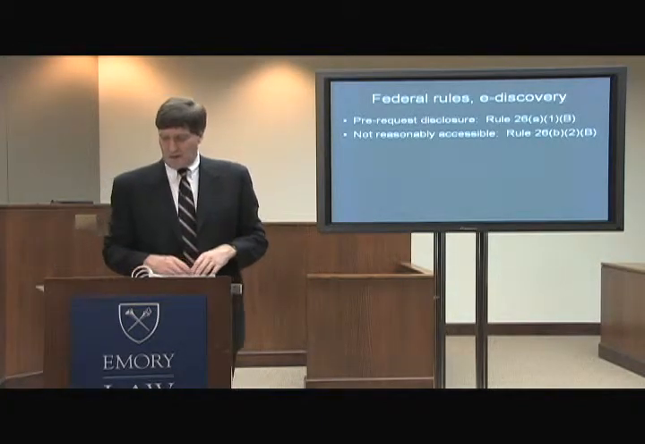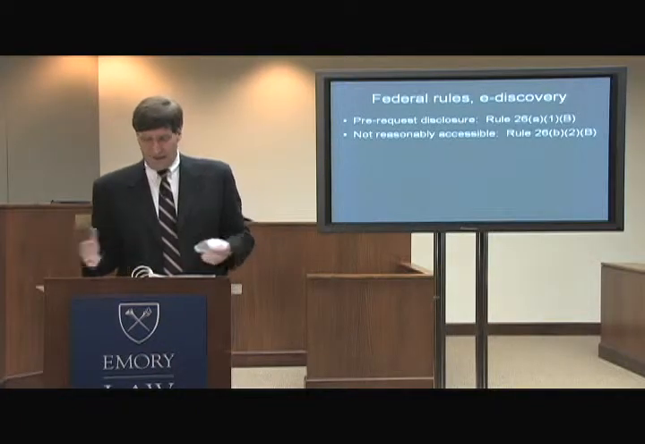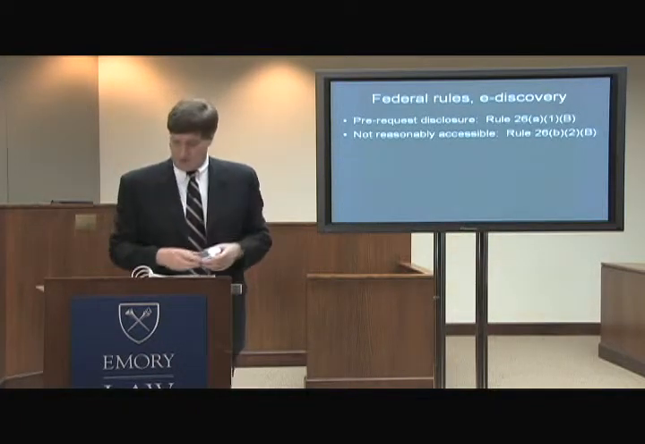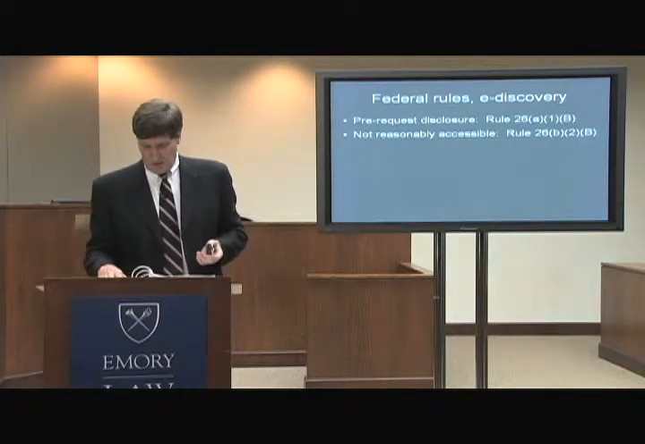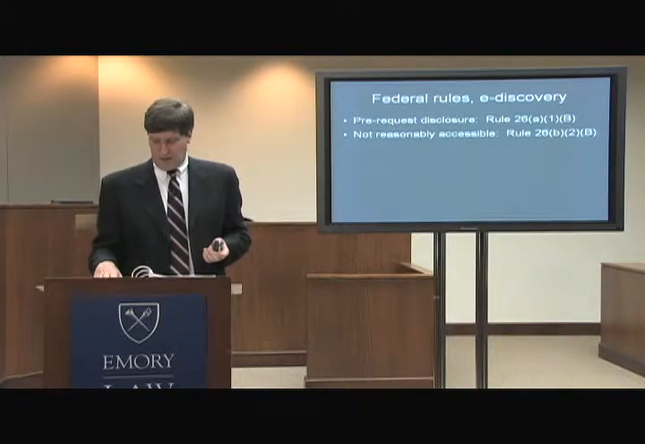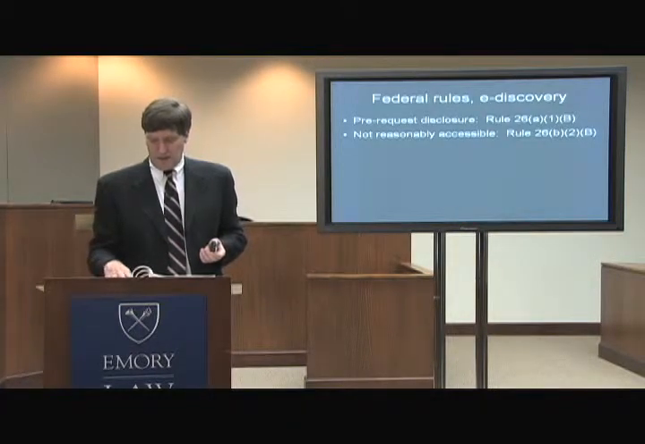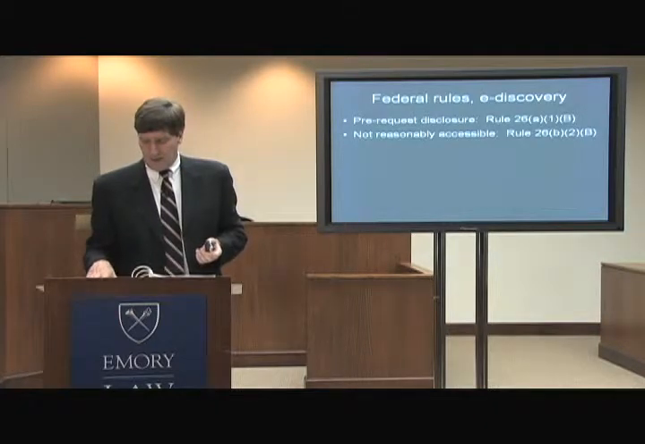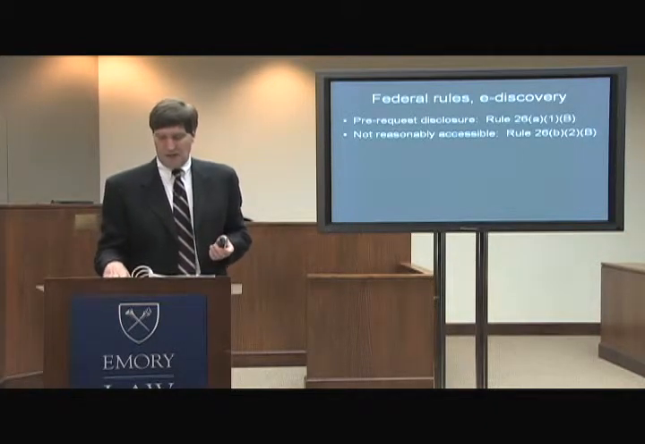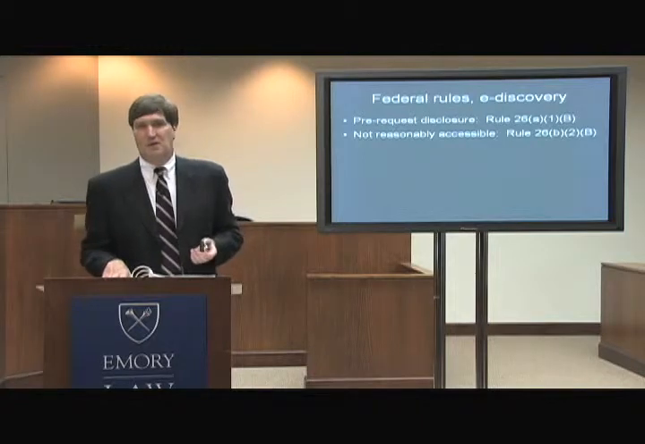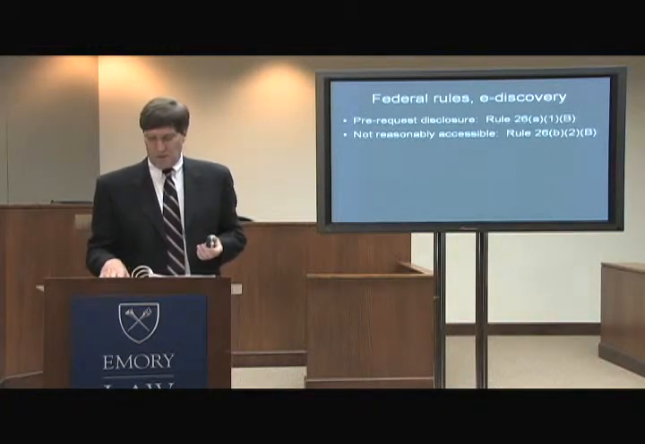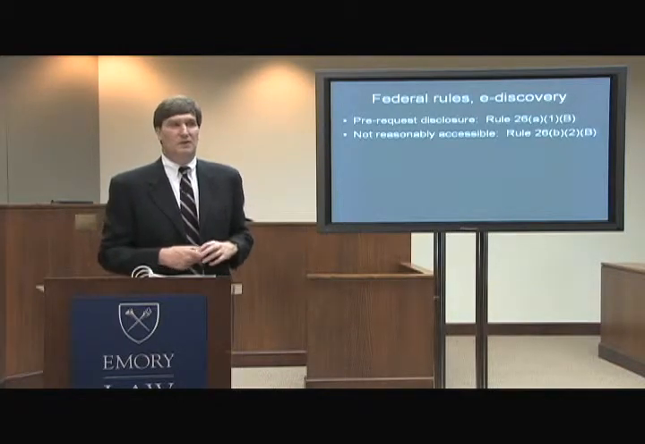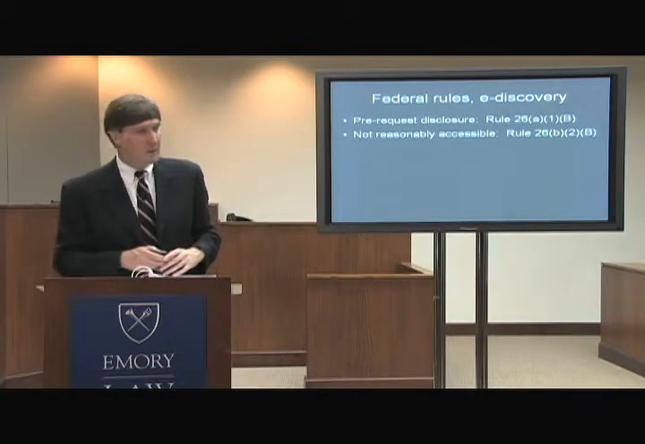So, the Rule 26B provides that you don't have to turn over discovery that's not reasonably accessible. If the opposing party files a motion to compel or for protective order, the burden is on the responding party to show that the material is not reasonably accessible. Even if the showing is made, the court may nonetheless order the discovery if the requesting party shows good cause. The court may also specify conditions when ordering this discovery. So that's Rule 26B2B.